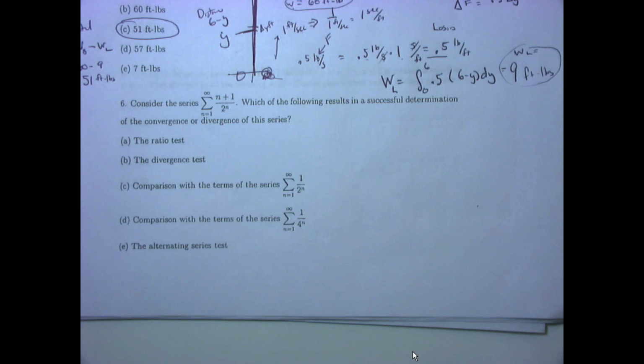Look at the answers. Ratio test, divergence test, comparison with the terms 1 over 2^n, comparison with the terms of the series 1 over 4^n, the alternating series test. They're asking you, which test should you use on this guy? Which one would you use? Why? It's based upon powers of n.